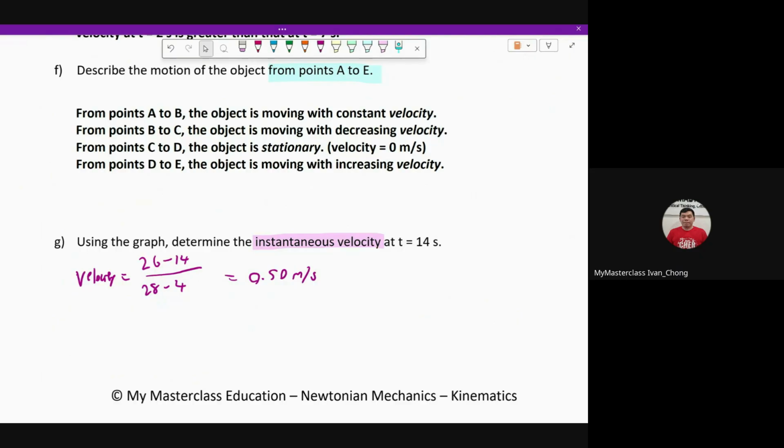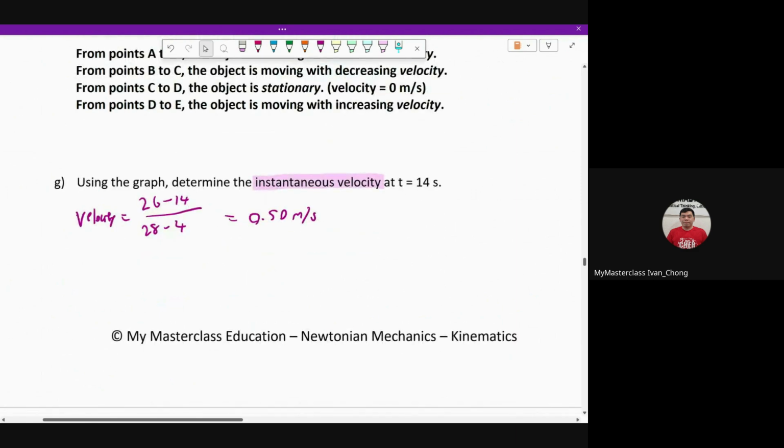But if your values are drastically different, then this is where you need to be very, very careful. Most likely you made a mistake somewhere. Or you flipped it the other way around like what I did just now. You end up with like 2. Okay, so just be careful, it is y2, which is your displacement, minus y1 over time taken. Okay, so it's y over x, not x over y.